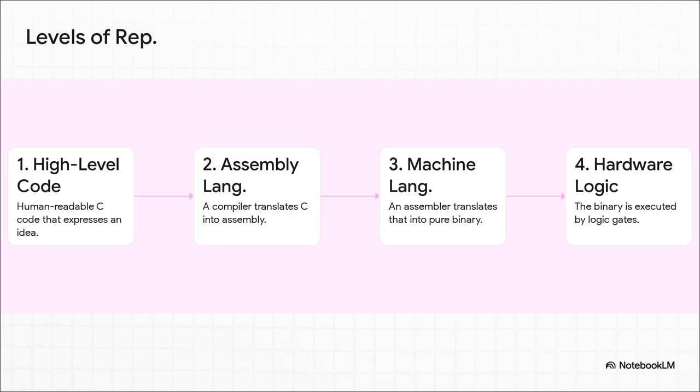It starts out in a high-level language, something like C, which is pretty easy for us humans to read. Then, a program called a compiler comes along and translates that into assembly language, which is a lot closer to the metal. From there, another tool, an assembler, turns that into the only thing the hardware truly gets, machine language, just pure ones and zeros.